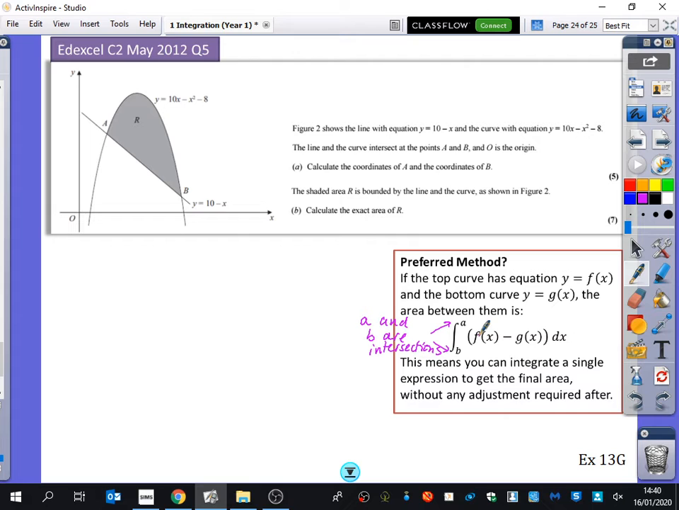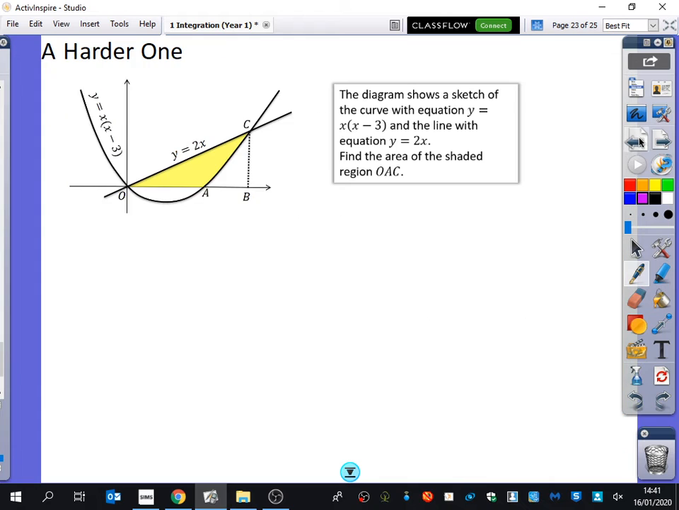But I'm now going to show you an example where that doesn't work, okay? Because of the setup of it. This is asking for a different area. If it was asking for this yellow area, this total yellow area that I've got here, then I could do the same thing. And you can now see it's the area between them.